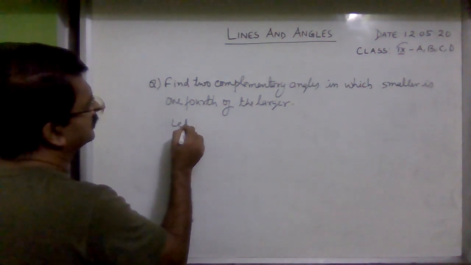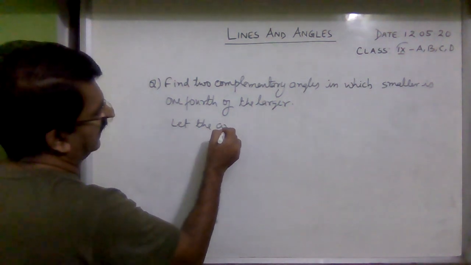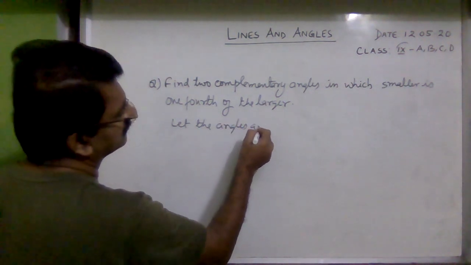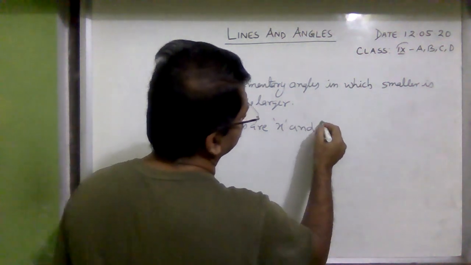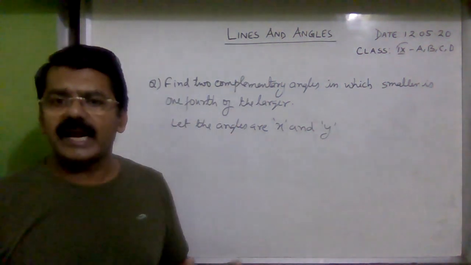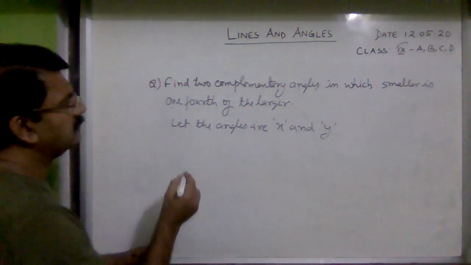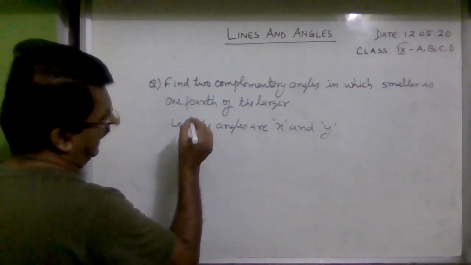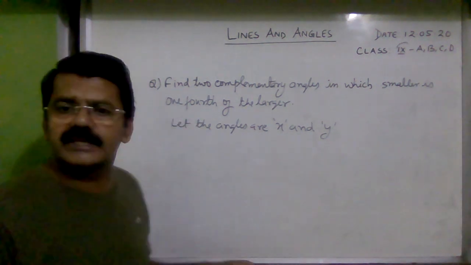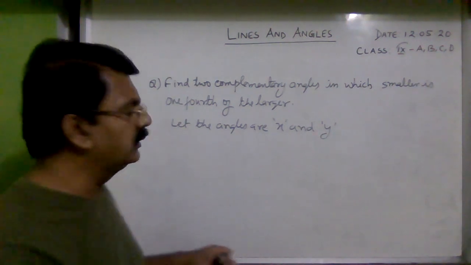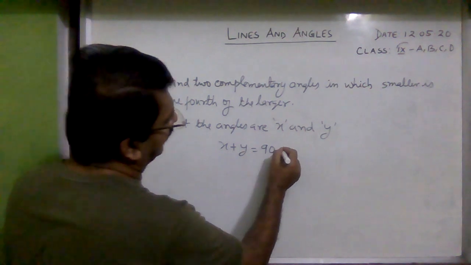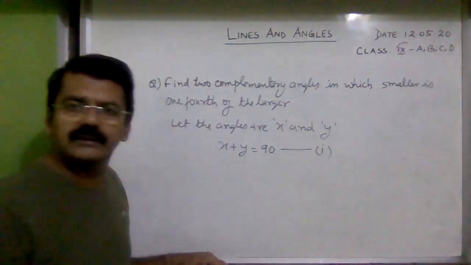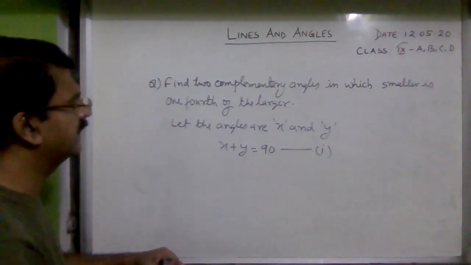Let the angles be x and y. Now, as it is given that they are complementary, their sum must be 90 degrees. I told you. That means x plus y is equal to 90. That is equation number 1.